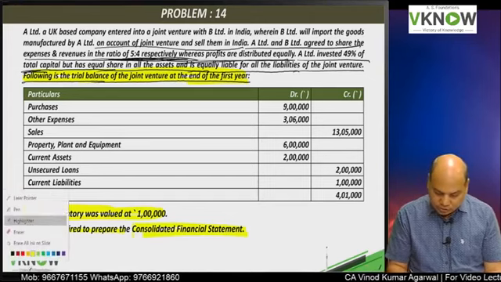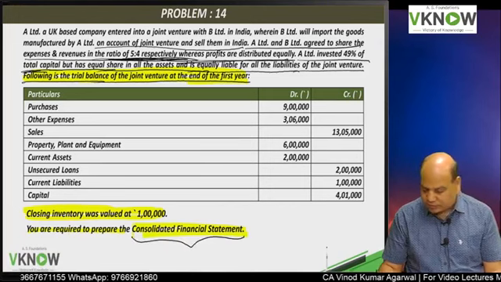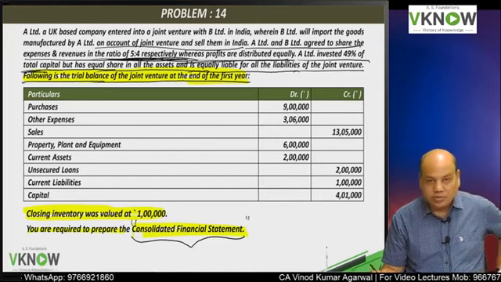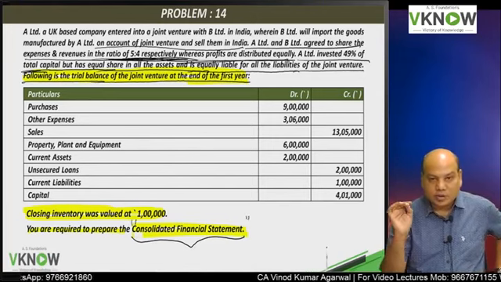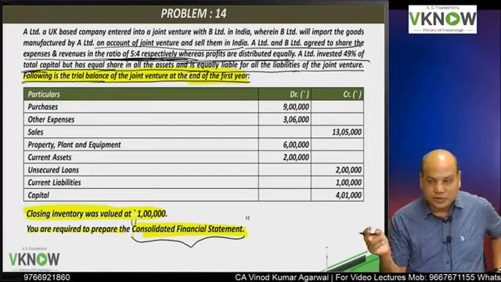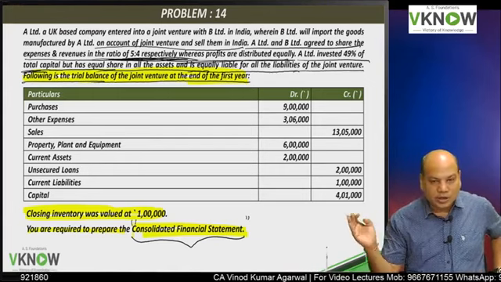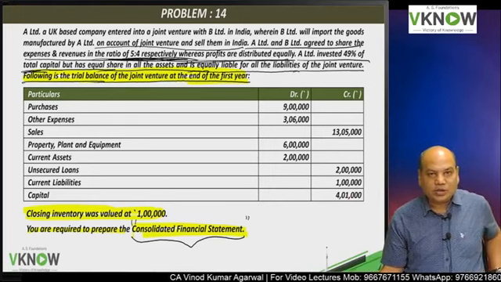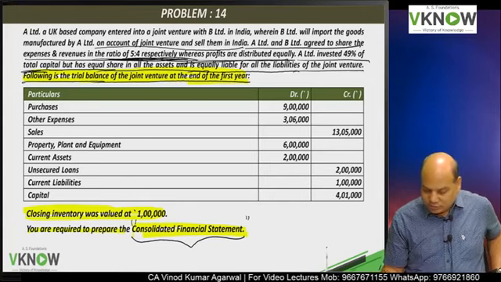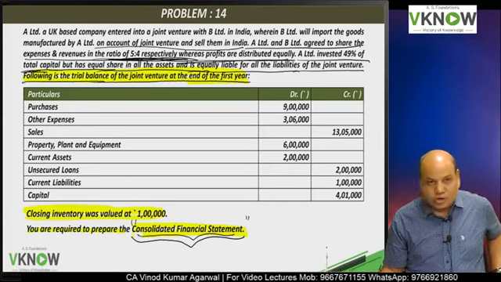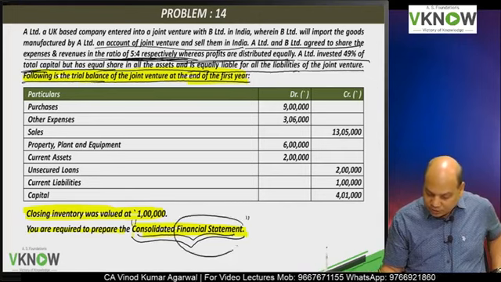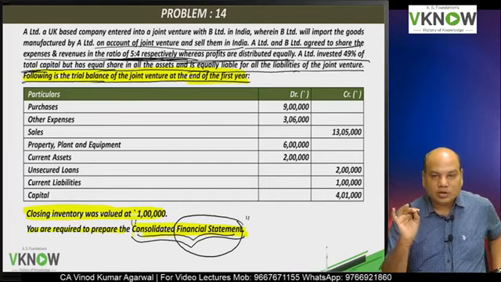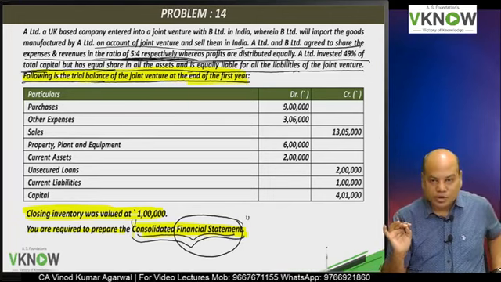Now this question is not properly drafted. Why? Because we can't prepare consolidated financial statement. Consolidated financial statement means financial statement of parent and its subsidiary, and if there is a jointly controlled entity, that will also be consolidated using the proportionate consolidation method. But in this case, what they are trying to say is to prepare the financial statement of this joint venture, which is like a normal 12th standard accounting question.